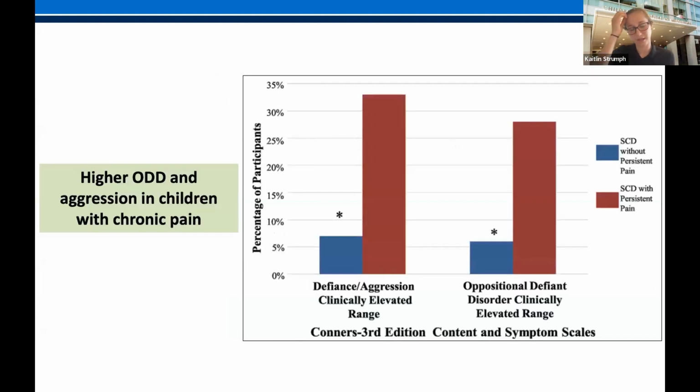This is just looking at behavioral issues. In children who have sickle cell disease and chronic pain, they have higher levels of oppositional defiant disorder and higher levels of aggression. These are parent reported. So, not necessarily related to silent infarcts and cerebral injury, but more so related to the chronic pain that our patients experience. But again, I think these all kind of go together. A lot of our patients have neurocognitive deficits, they also have a lot of mental health issues, and they also have higher behavioral issues.